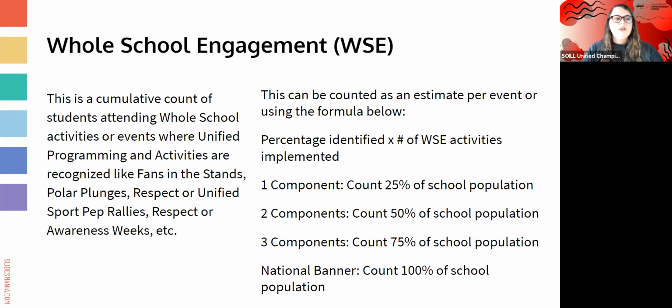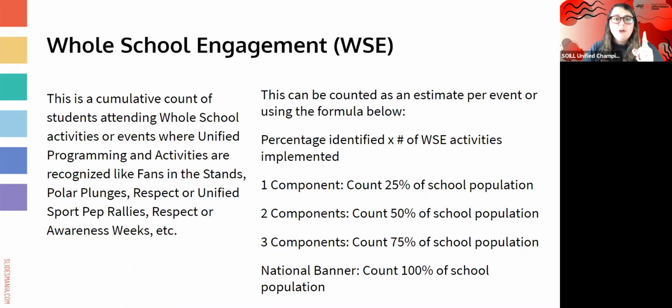The other option is you enter how many components you have signed up for or you're striving towards. I will tell you about 70% of our schools sign up as 3-component schools. Is that what's implemented every year? Maybe not. Things happen. We understand that. But you would recognize yourself as a 3-component school and you would put in about 75% of your school population for each whole school event implemented.